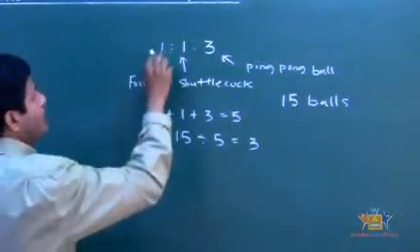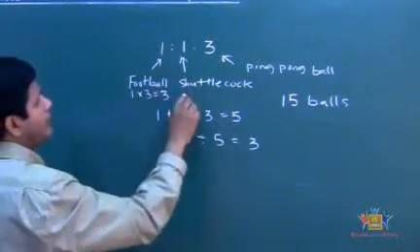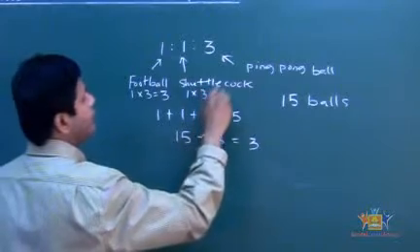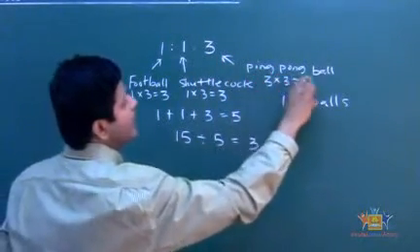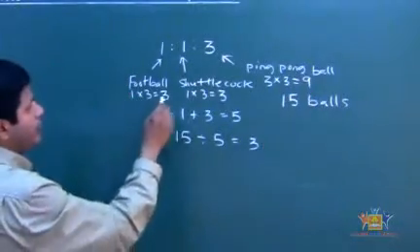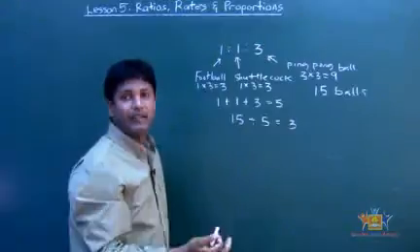That means 1 times 3 is what? It's 3. So there are 3 footballs. 1 times 3, exactly 3 shuttlecocks. 3 times 3, that means 9 ping pong balls. And when you add 3 plus 3 is 6, 6 plus 9 is 15. See that? So now let's look at that.